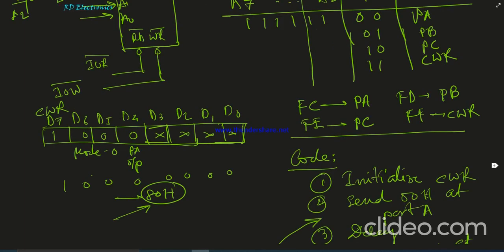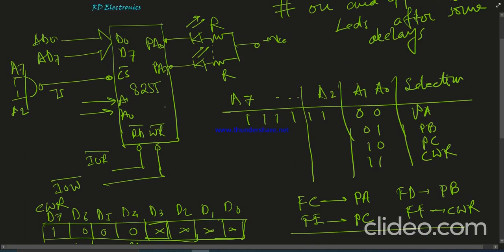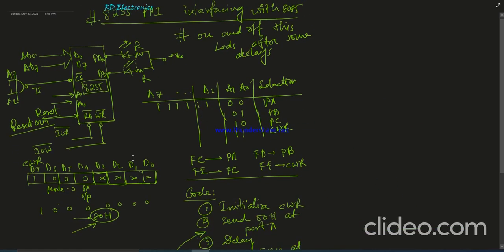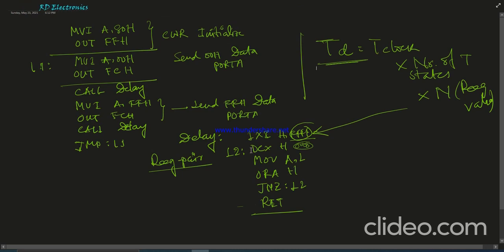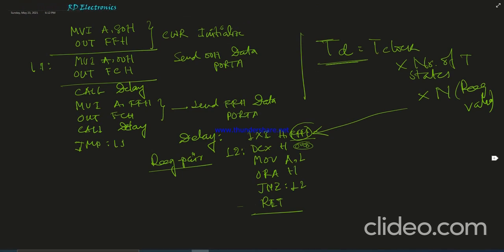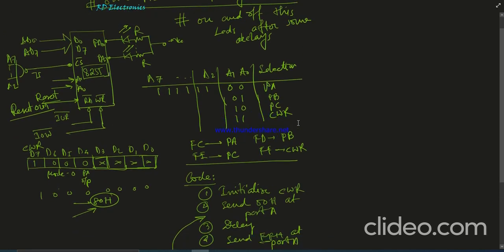Okay, one thing should be remembered: in the 8255 one extra pin is available, known as the reset pin. This reset pin is connected to the reset out pin of the microprocessor, because when the microprocessor is reset, this reset out is activated, and it also resets the 8255 chip. So now this is the interfacing process of 8 LEDs using the 8255, and this is the code. Okay, so now we discuss one more thing.